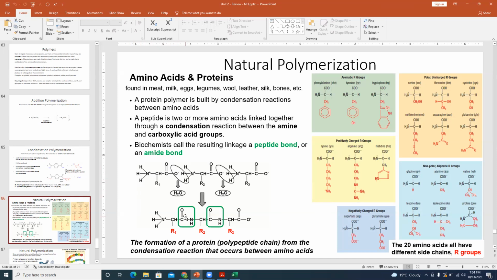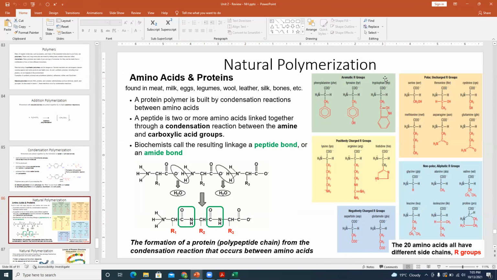And you get the formation of a peptide bond or an amide bond. This is the new bond that is formed now between this carbon and this nitrogen. One molecule of water is lost, and you get this amide bond or peptide bond. And this is how a protein chain gets formed, through this condensation reaction, through this loss of water and the formation of a series of amino acids joined together by amide bonds.